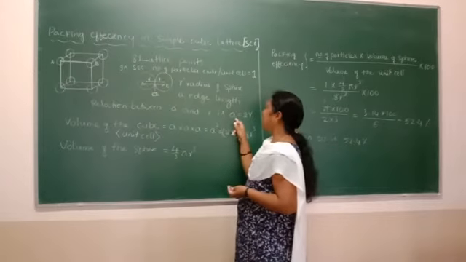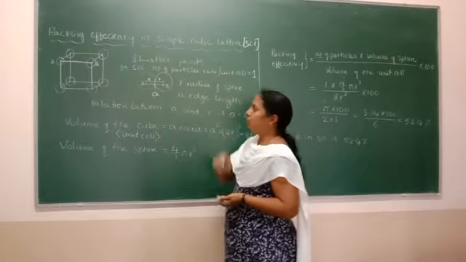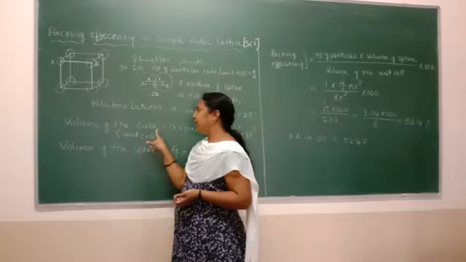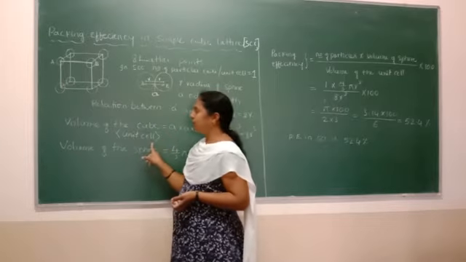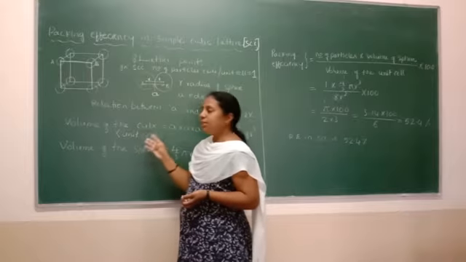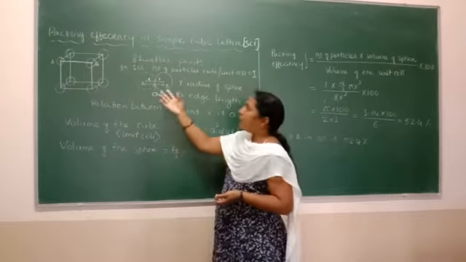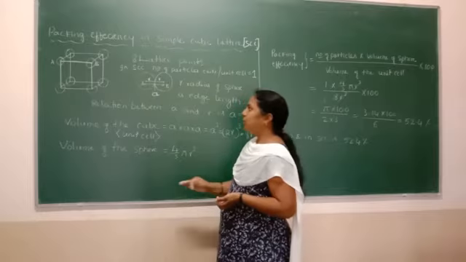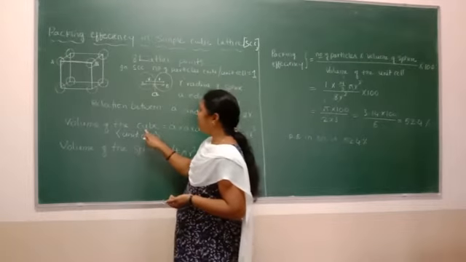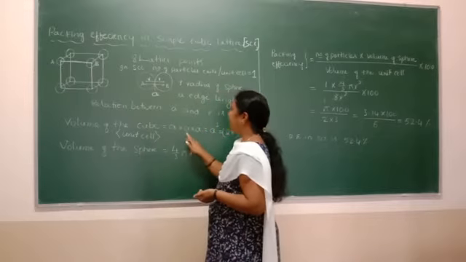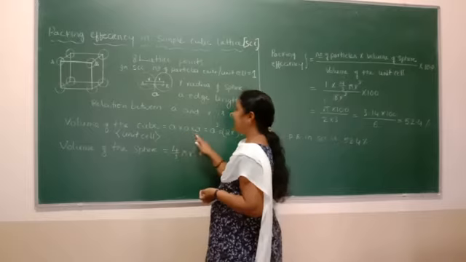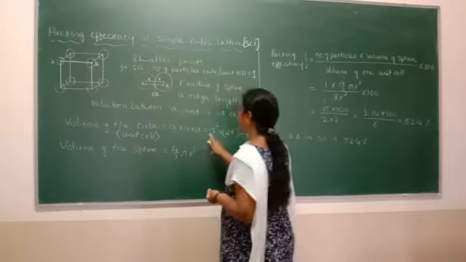So if we know the edge length of the cube, we can calculate the volume of the cube. The volume of the cube object can be taken as the volume of the unit cell. So what is the volume of the cube? The edge length is going to be a. All the sides and also all angles are equal in the case of the cube. So to calculate the volume of the cube, the length, breadth and height should all be multiplied: a into a into a, which is a cube.